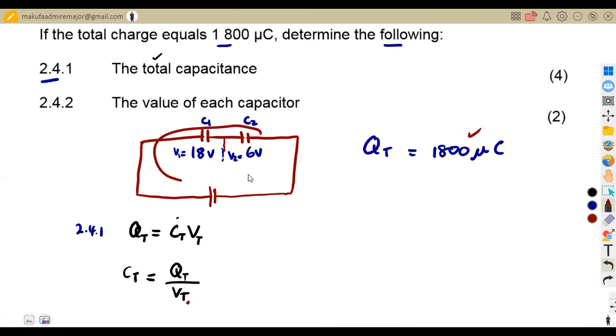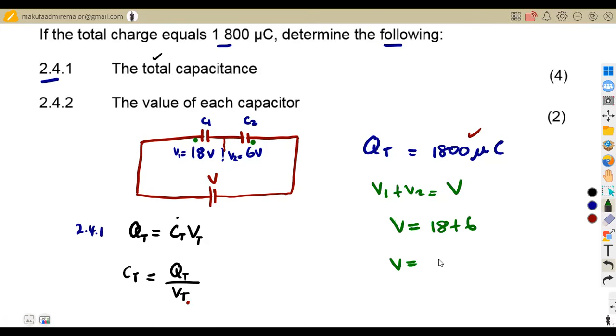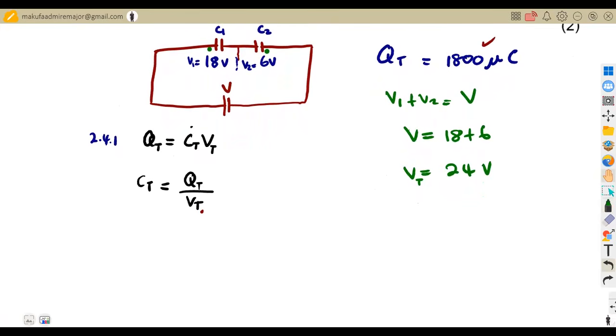Remember what I said, in series, the voltages, you add them. In parallel, the voltage is the same. So meaning to say we can calculate the total voltage from these 2 voltages that we are given. We've got the voltage across the first capacitor and the second capacitor. So that means V1 plus V2 is supposed to give us the total voltage. So our total voltage is going to be 18 plus 6, which gives us 24 volts. So having the total voltage, we can calculate the total capacitance because we have the total charge already here.